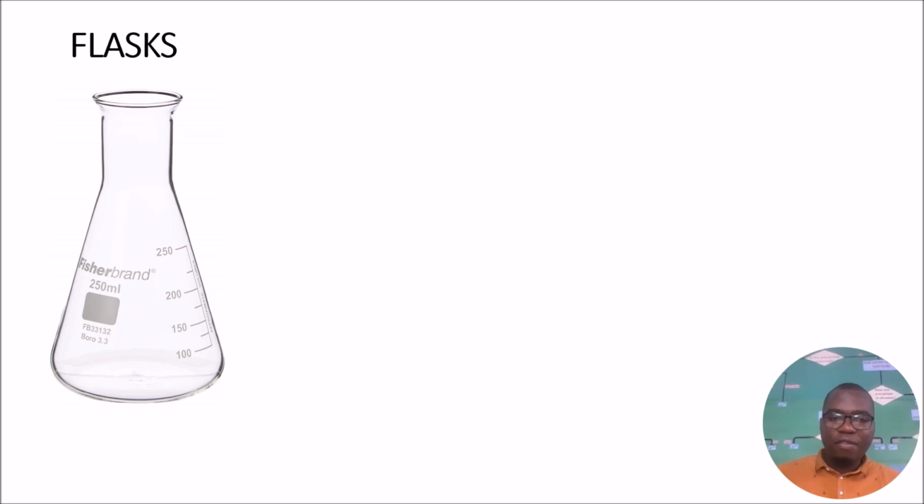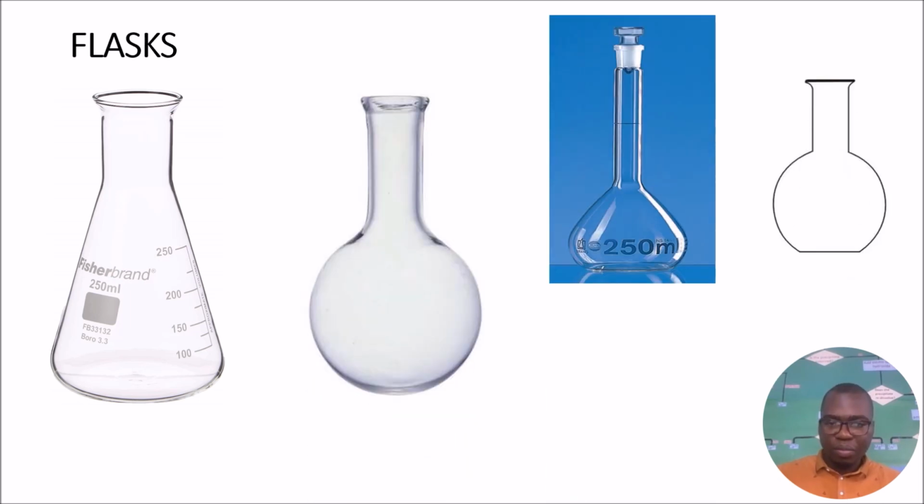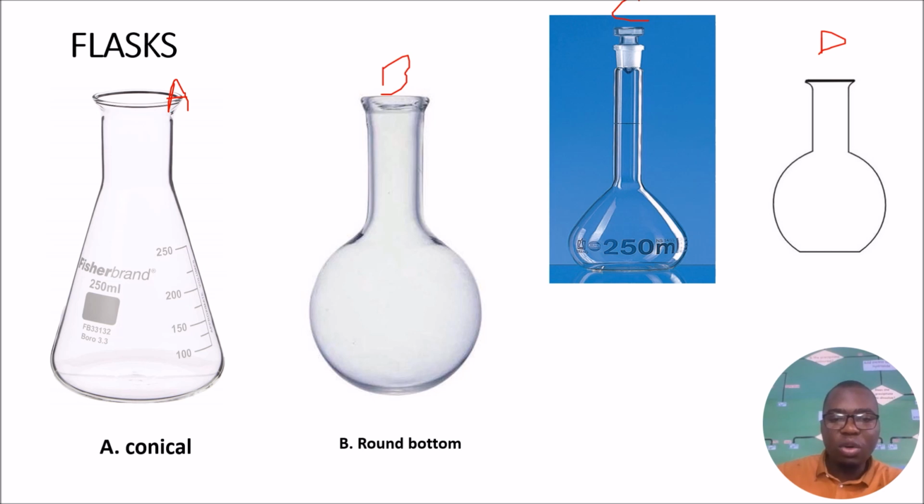The flasks that we have in the lab are as follows. So this one, we're going to label it A so that you follow nicely. This one will be B, this one will be C, and this one will be D. So these flasks, they have names. A is called a conical flask, B is called a round-bottomed flask, C is called a volumetric flask, and D is called a flat-bottomed flask.